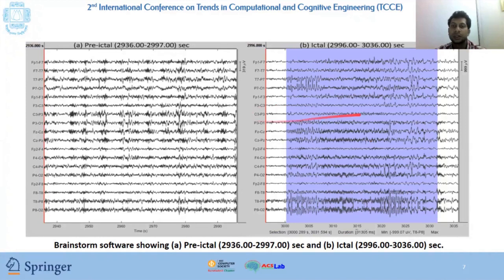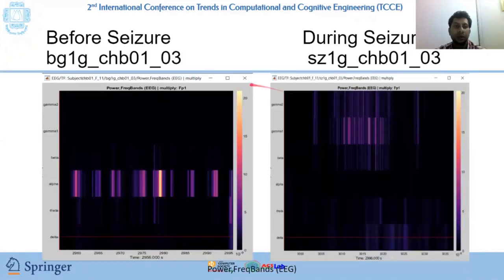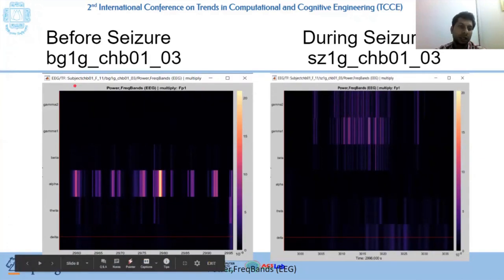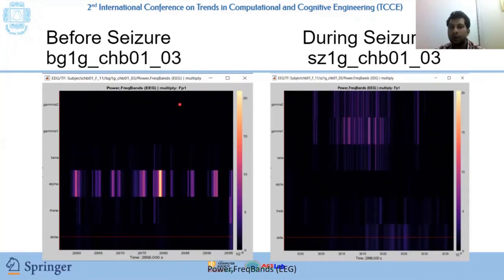This is in the time domain, and here we have the frequency domain, or you can say the different 6 bands, in both cases, before seizure and during seizure, for particular patients. And here we have all those patients and the different number of seizures when they occur.